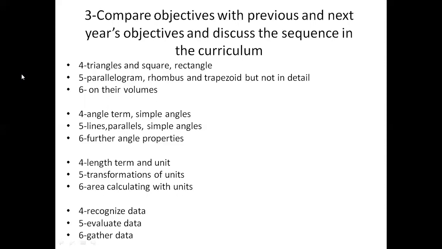About angles, in fourth grade they learn the angle term and simple angles. In fifth grade, they start learning lines, parallels, and a bit further angle properties again. And in sixth grade, they learn further angle properties, deeper. And about length measurement, in fourth grade they learn length terms and basic units. In fifth grade, they learn how to transform them into each other, and in sixth grade, they start calculating area with units.